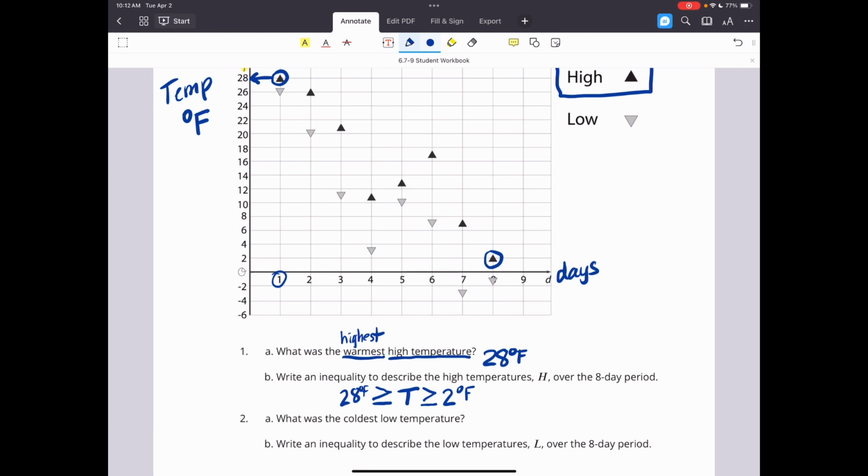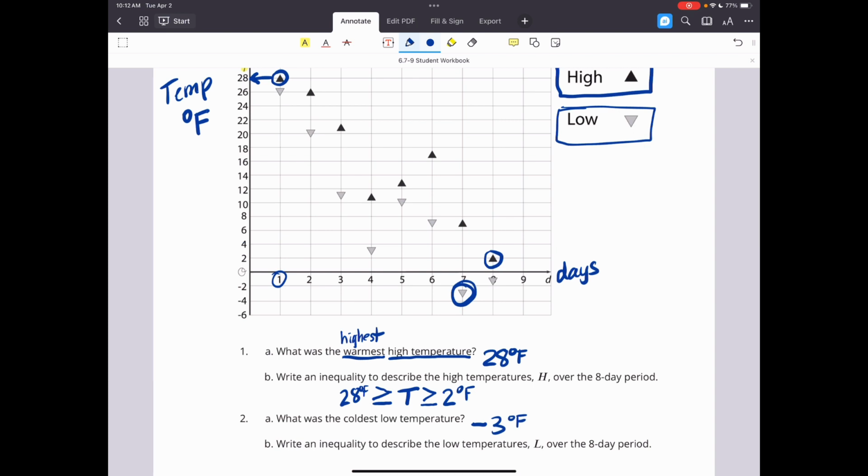Okay, the next one asks us about what's the coldest temperature. So our low temperatures are probably going to have our lowest temperature. If we look at this, we're trying to find the one that is the lowest in line on the temperature axis. The lowest one that dips down looks like it's right in the middle of -2 and -4, which is -3 degrees Fahrenheit.